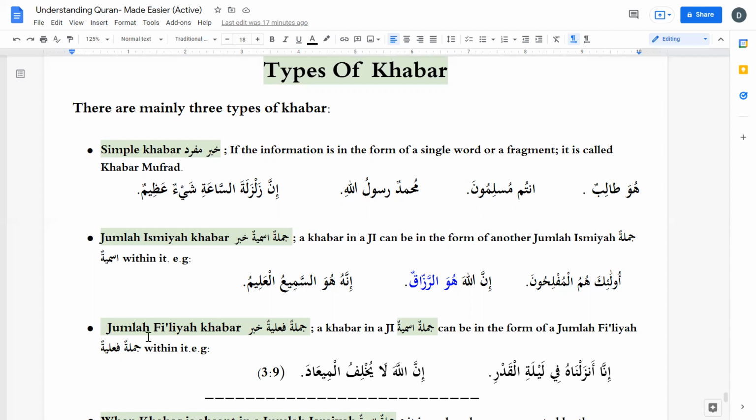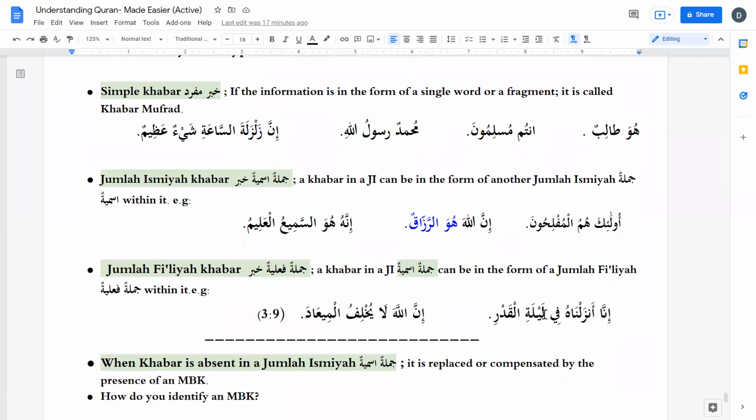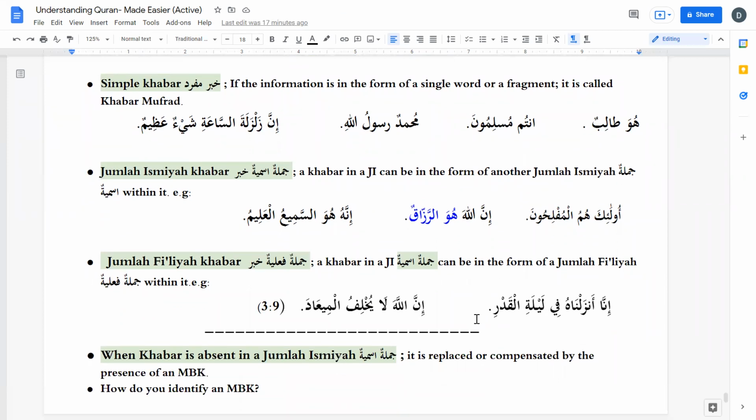And we have the third type of Khabar, which is Jumlah Failya Khabar. So Jumlah Failya coming as the Khabar of Jumlah Ismiyah. So you learned it in the previous video.